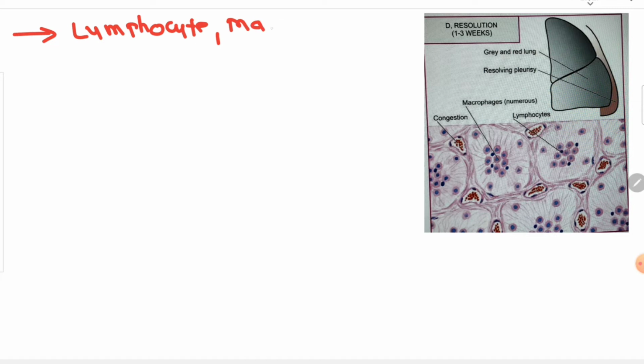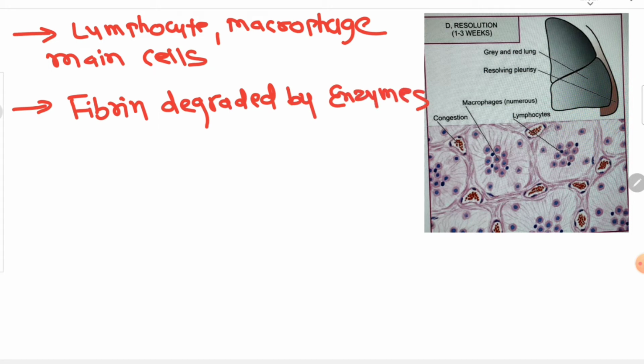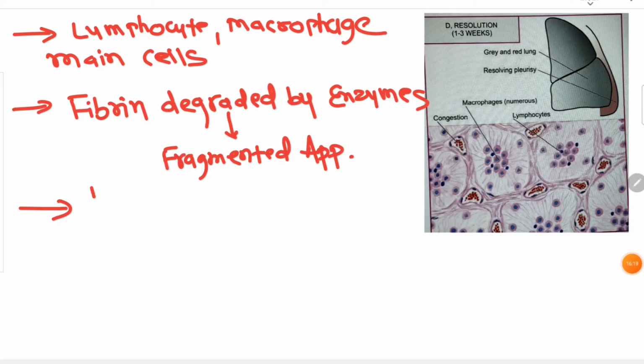Microscopically, in the stage of resolution, as we have discussed, lymphocytes and macrophages are the main cells. Here there are a lot of macrophages, no more neutrophils and RBCs. Here there is a presence of only chronic inflammatory cells, which are macrophages and lymphocytes. And gradually, the deposited fibrin will get degraded by the enzymes. As we have discussed, fibrinolytic enzymes degrade the fibrin, so a fragmented appearance of fibrin is seen. Alright.